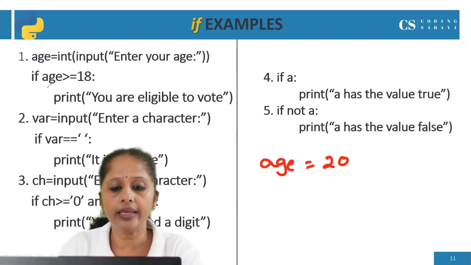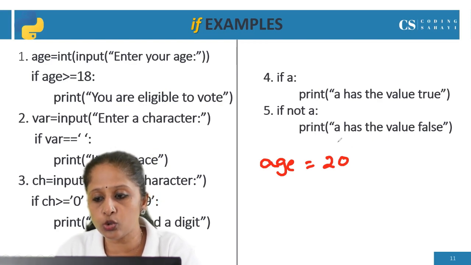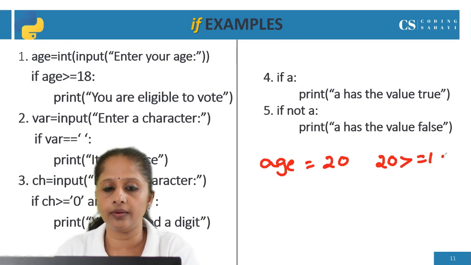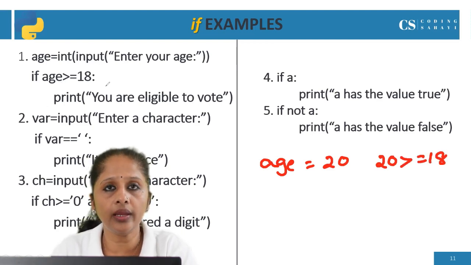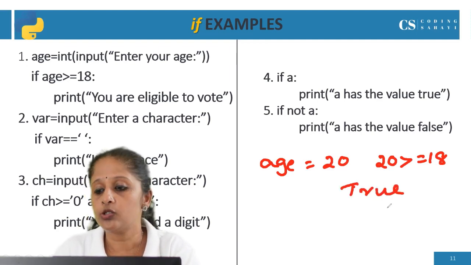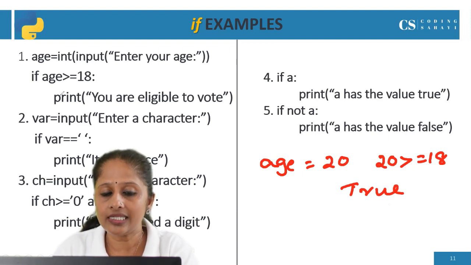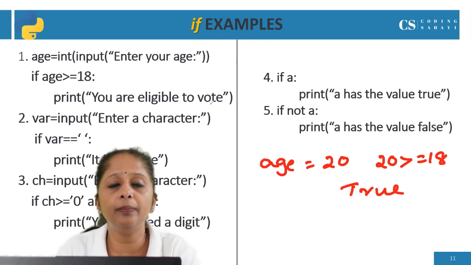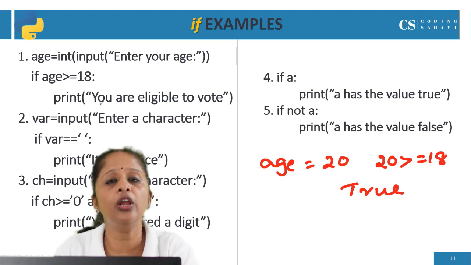Okay, so here age greater than or equal to 18 means 20 greater than or equal to 18. Whether it is satisfied? Yes, 20 is greater than 18. So it evaluates to a value true. So here it is true. So the statement print you are eligible to vote will be executed and it prints the output you are eligible to vote.